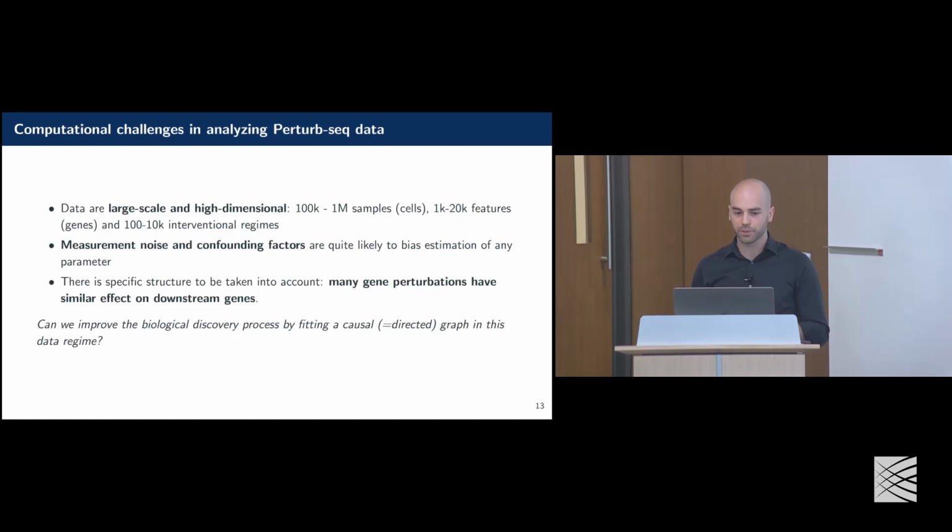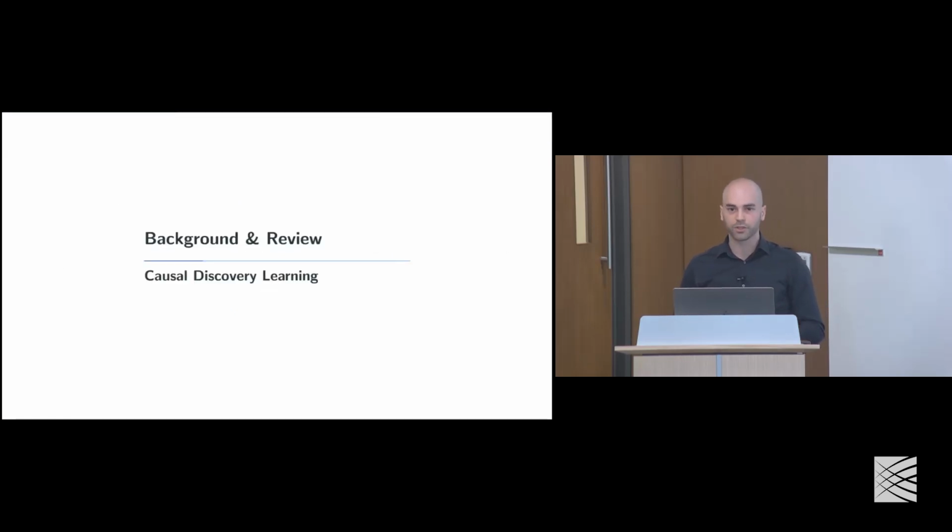The fact that many gene perturbations can have a similar effect on downstream genes. And so somehow there is some redundancy in how perturbations can affect things downstream. And we would like to come up with a model that can somehow fit a causal graph in that regime. Any questions so far, on that introduction?